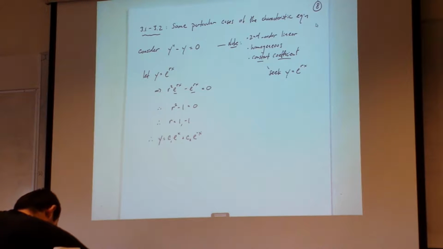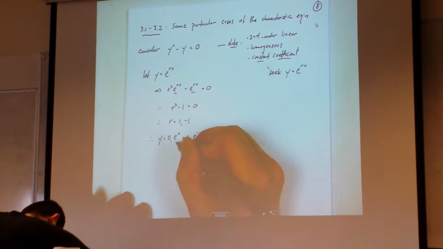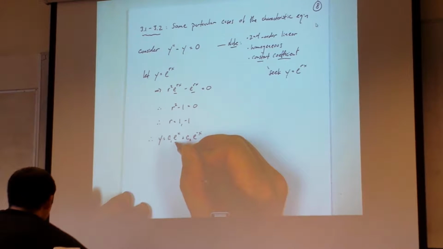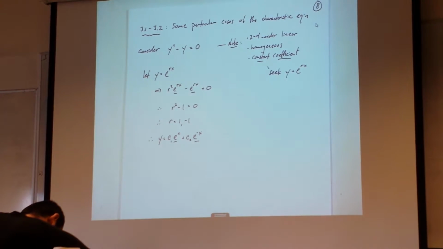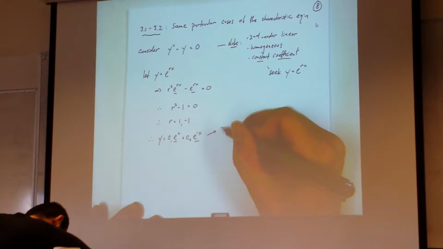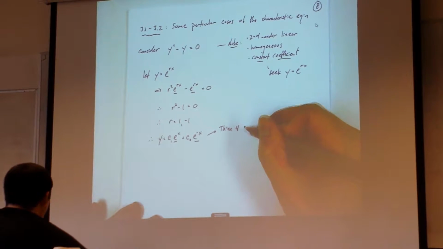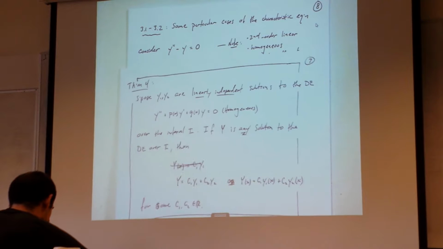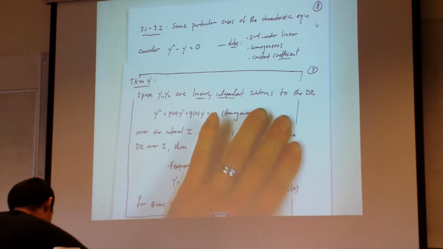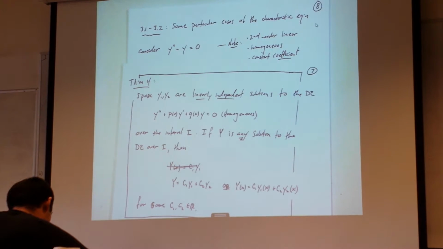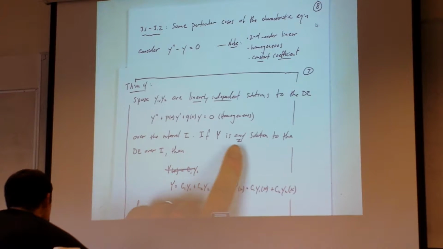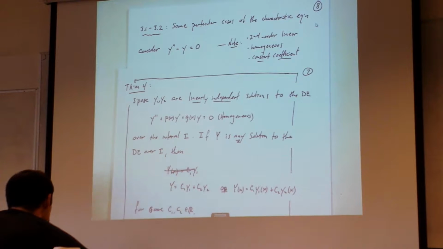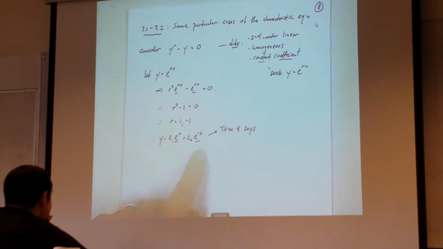And since y1 and y2, e to the x and e to the negative x, are linearly independent, what does Theorem 4 state about this? Theorem 4 is this big one. If we have two linearly independent solutions to the homogeneous differential equation, then any solution y can be written as a linear combination of those two. In other words, there are no other different solutions. Every solution will be a linear combination of these functions.